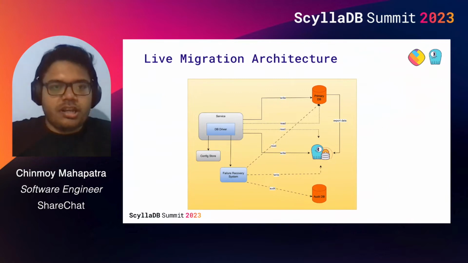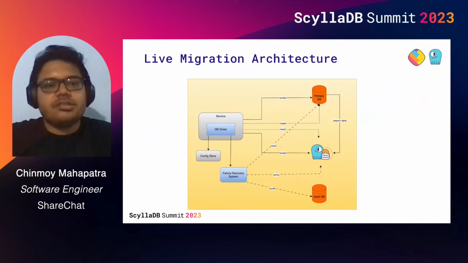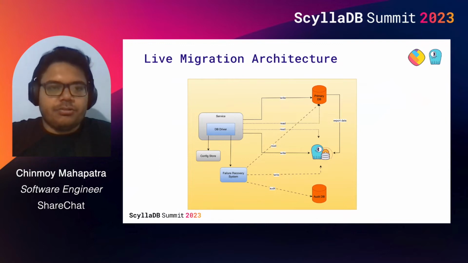Moving on to the live migration architecture. Firstly, our problem is twofold. When we talk about live migration, we need to make sure that the service that is serving the traffic is not disturbed. So we need to continue to serve our clients, which means that the primary DB cannot be turned off. At the same time, we also need to migrate all the data that is in primary DB to our new DB, which is ScyllaDB.